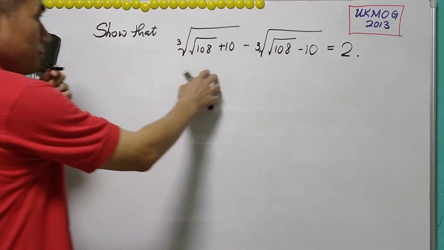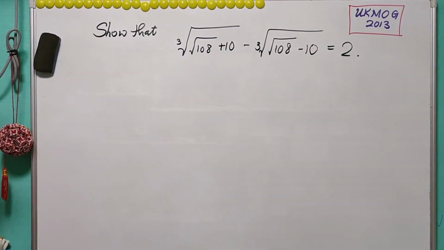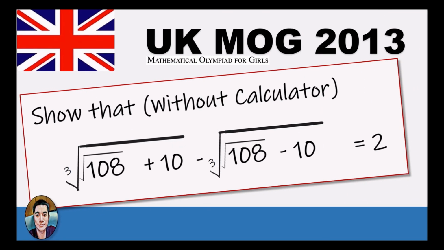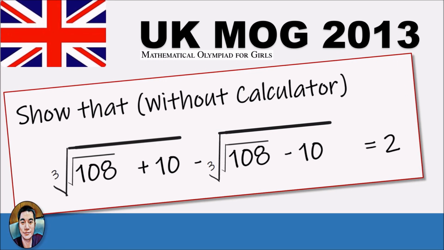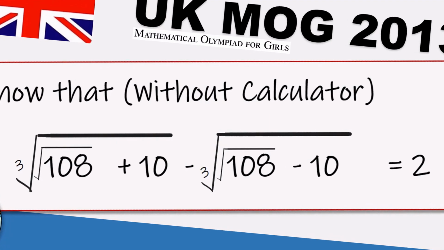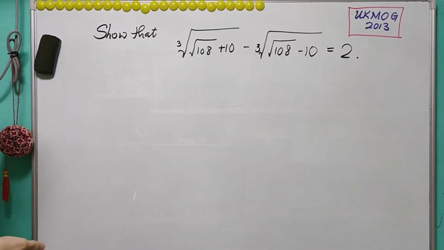This algebra question comes from the UK Math Olympiad for Girls 2013. For this question, of course, we can't use a calculator. This is a standard question, and there is a standard way to do it.